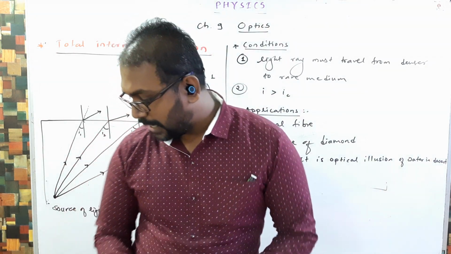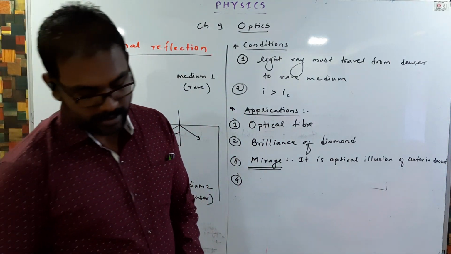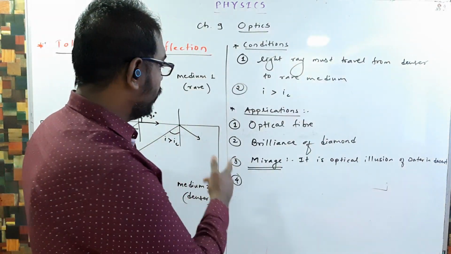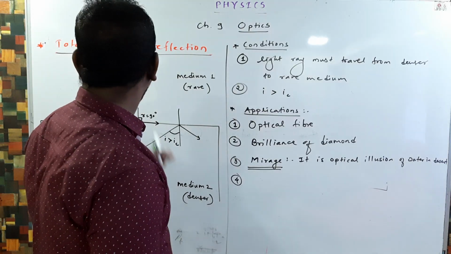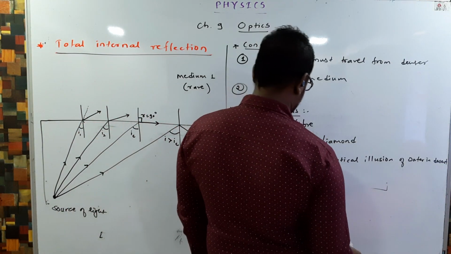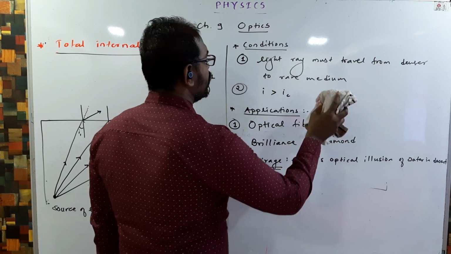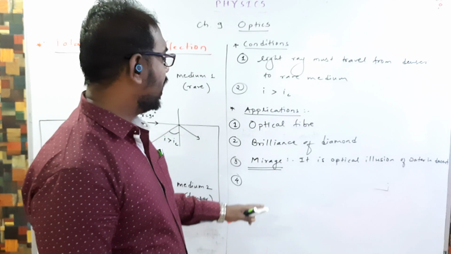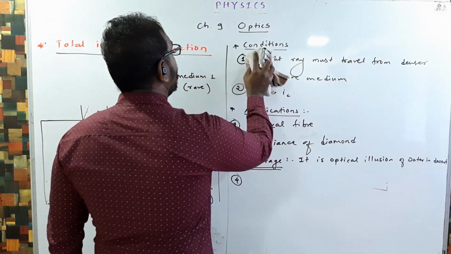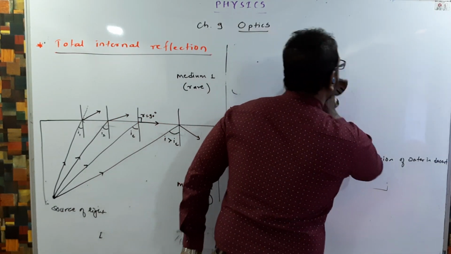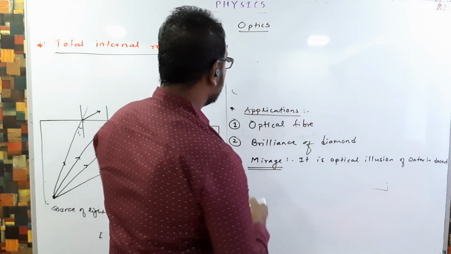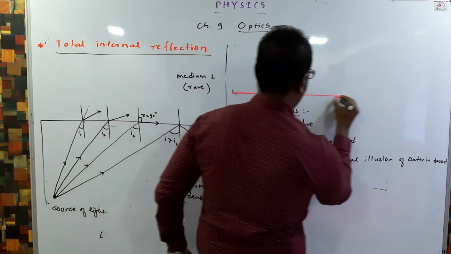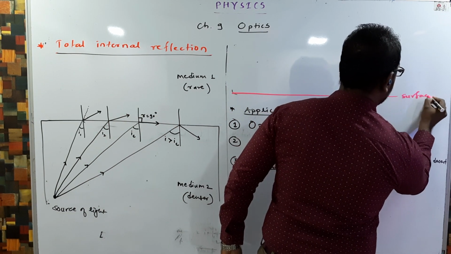Just in the beginning I told you that the twinkling of a star is because of fluctuation of the refractive index. In a similar manner, this mirage, which is based on total internal reflection, also depends on fluctuation of the refractive index. Now pay attention here, let me explain. Basically, I consider this the surface, the surface of the earth.